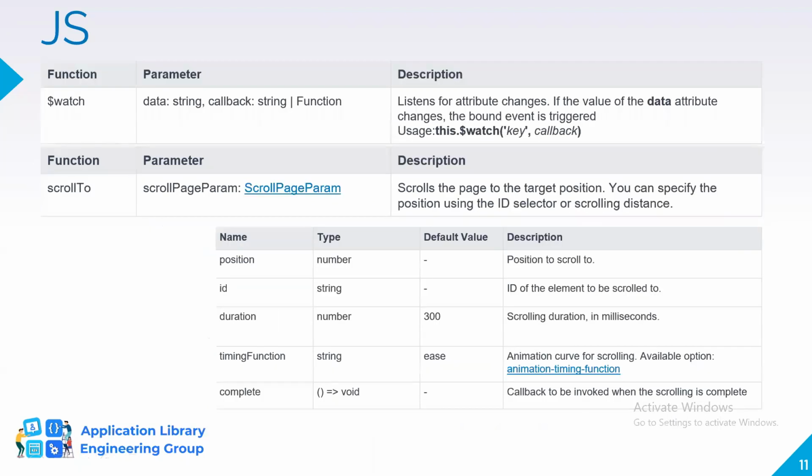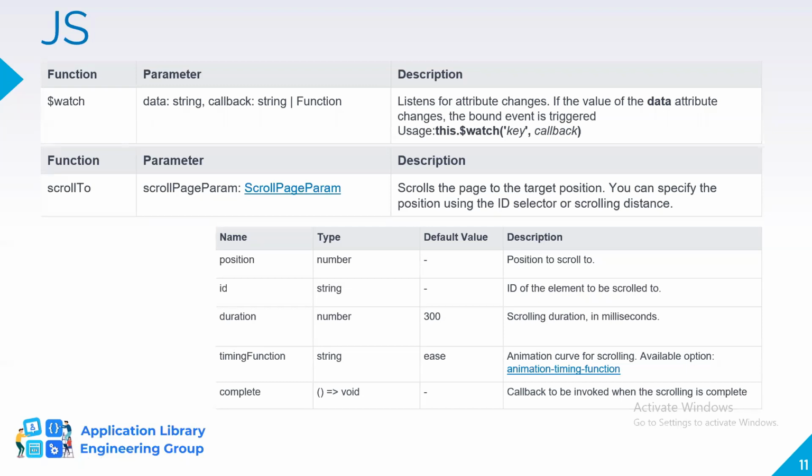Okay, there are a few event functions also which are provided like $watch. These listen for attribute changes. For example, if any value of any data attribute changes, then the callback bound to that data will be triggered. So for that purpose, you can use $watch.